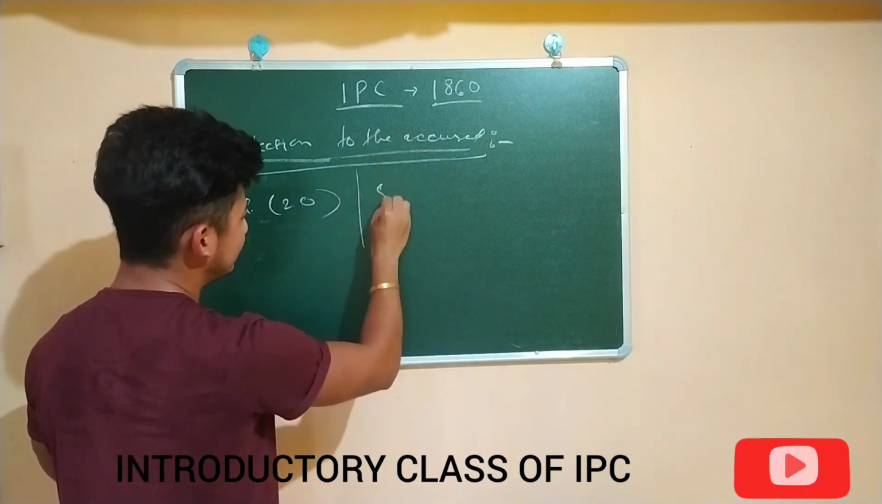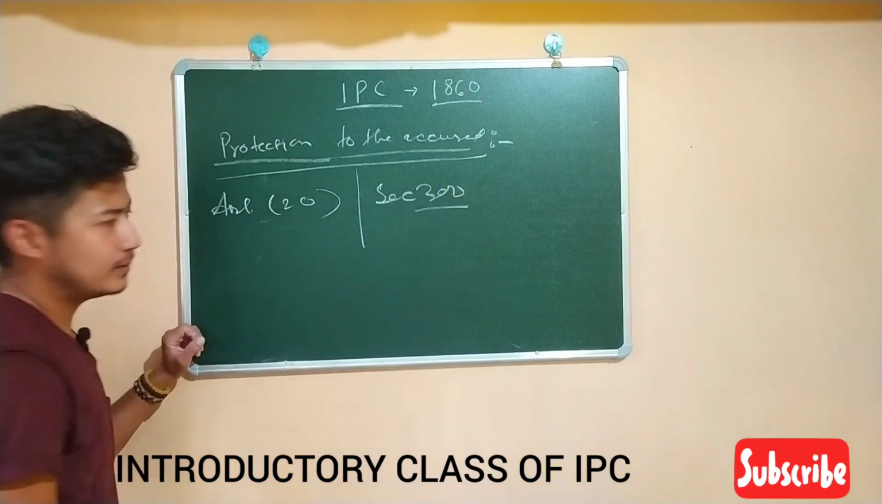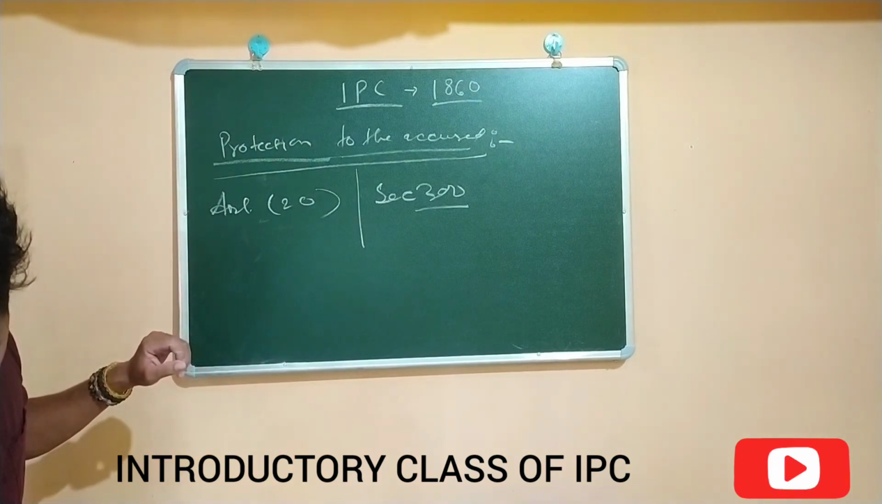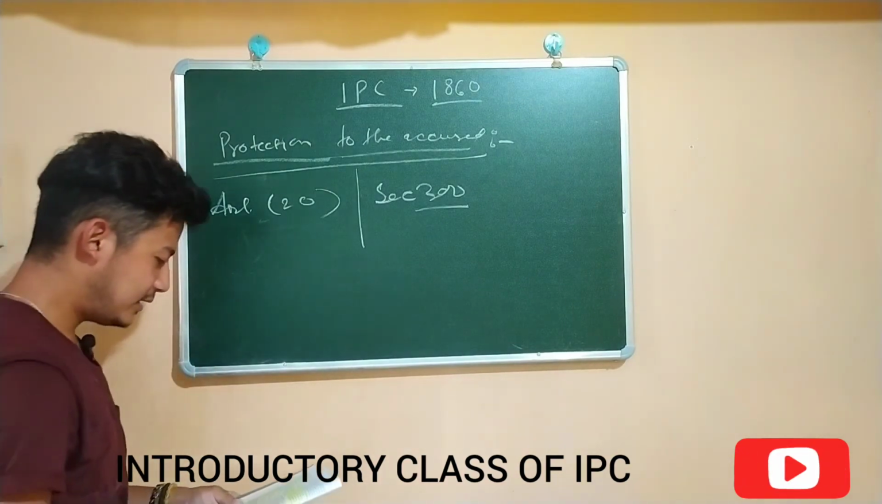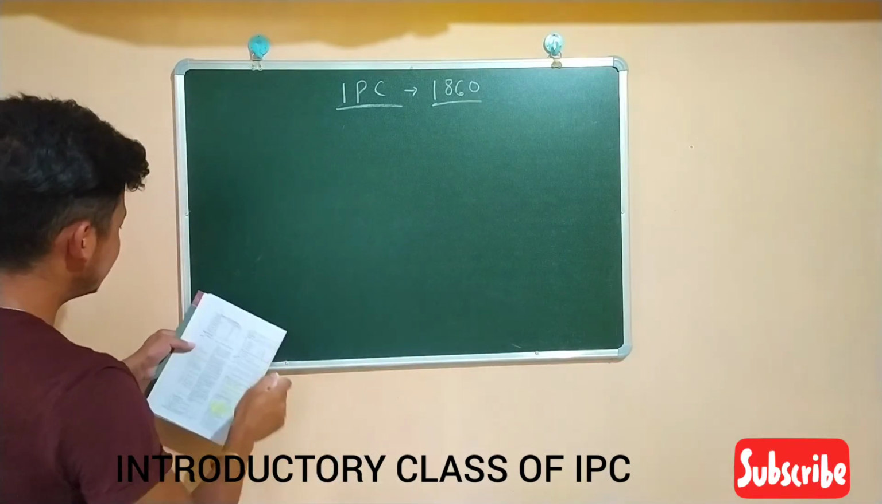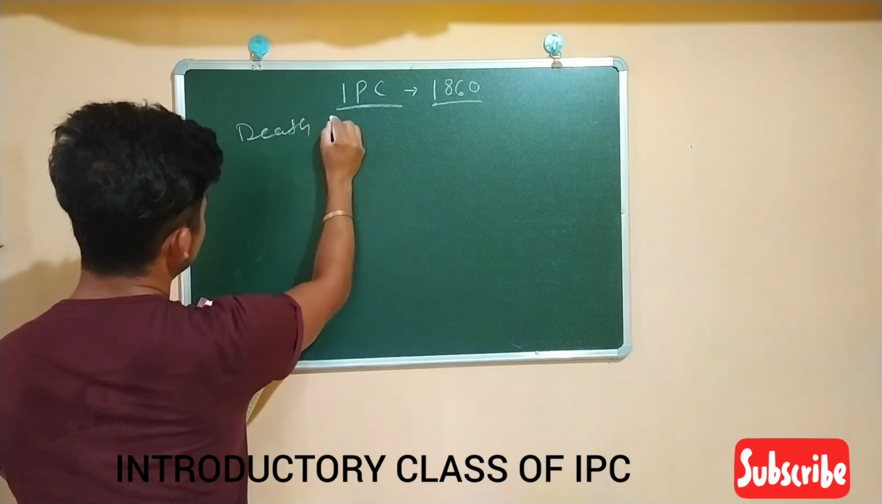And IPC section 300 also talks about it, what are the rights that the accused person has, like right to legal aid, presumption, many things. Now we will see the punishments. So we will see the death sentences.